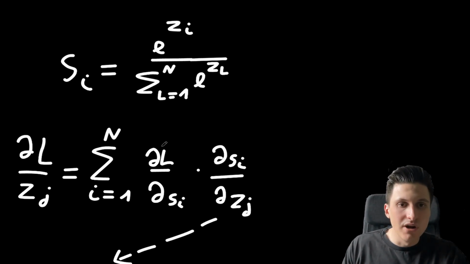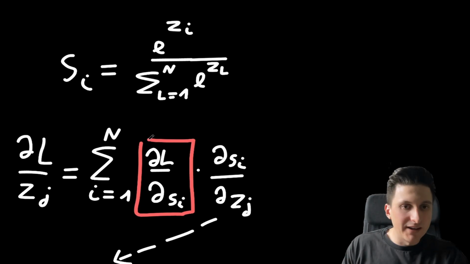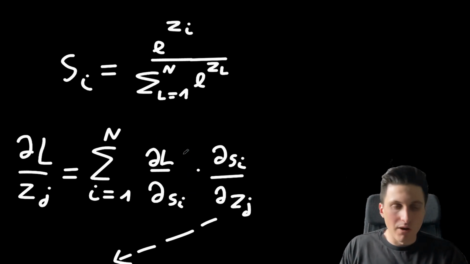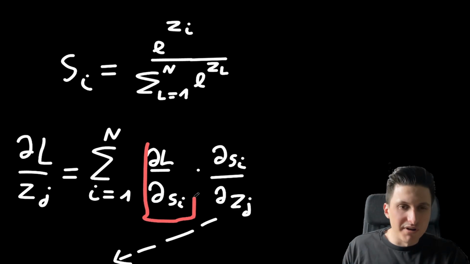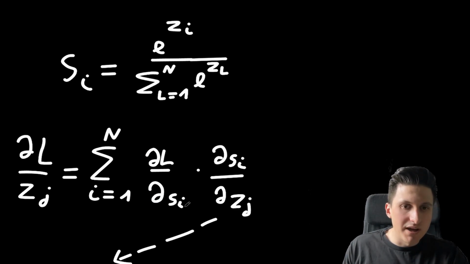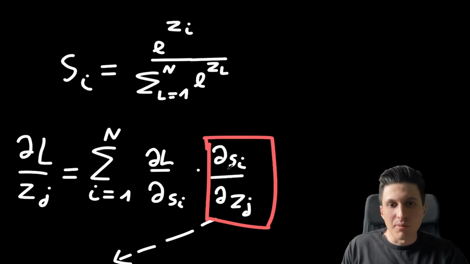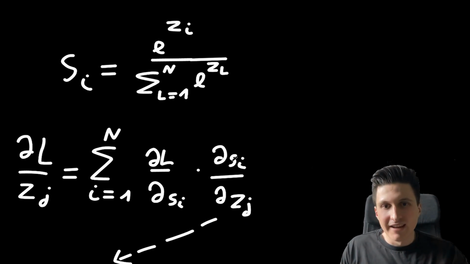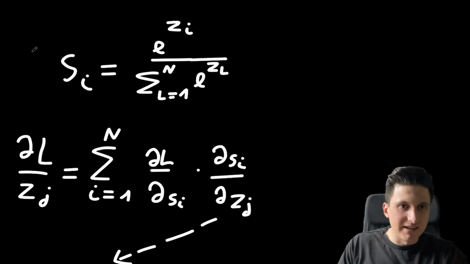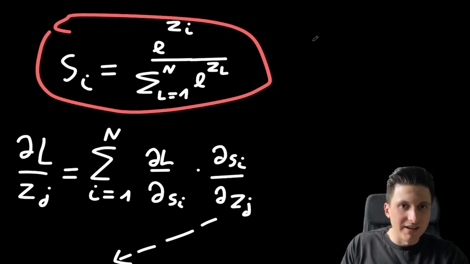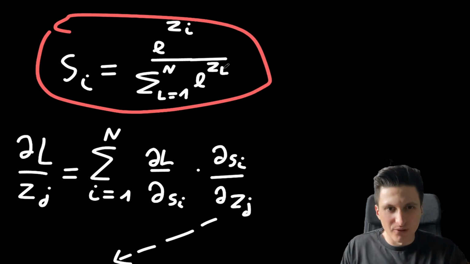And what I would do, okay, this part is already given when we call backward on our computation graph. We already know the derivative of the loss with respect to the output of the softmax, and we only need to derive this part. I would start by calculating the derivative of this with respect to Zj.